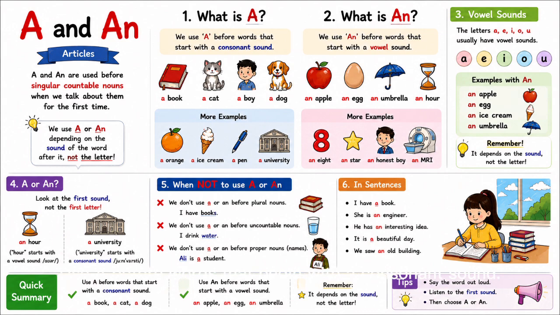Summary. Remember these simple rules. Use a before words that begin with a consonant sound. Examples. A book, a cat, a dog. Use an before words that begin with a vowel sound. Examples. An apple, an egg, an umbrella. Always listen to the sound, not only the first letter.